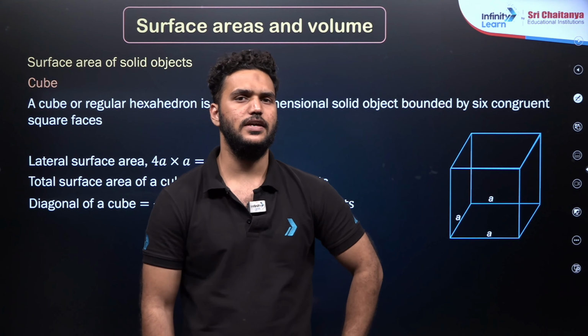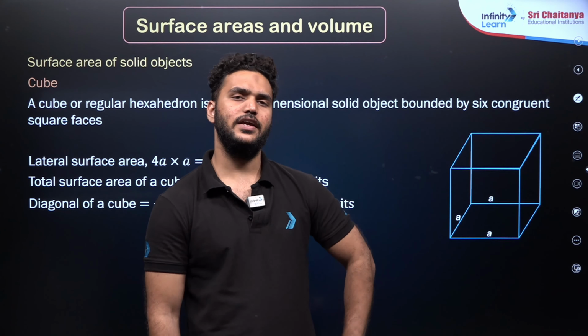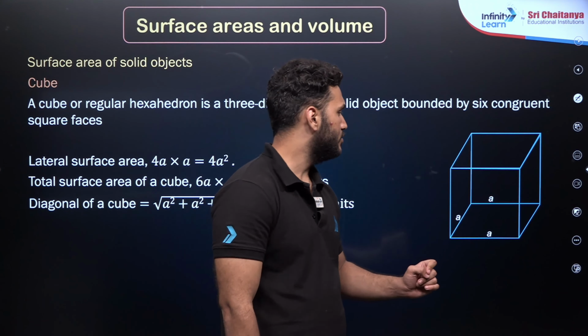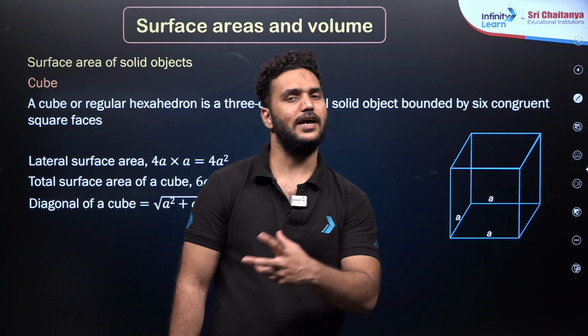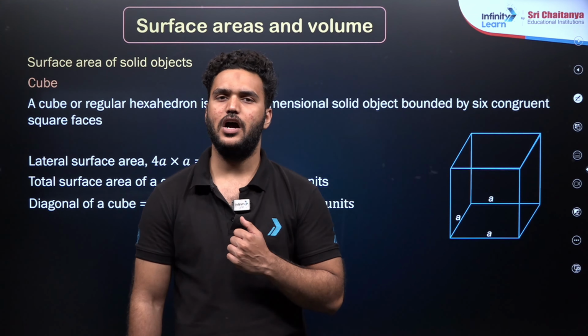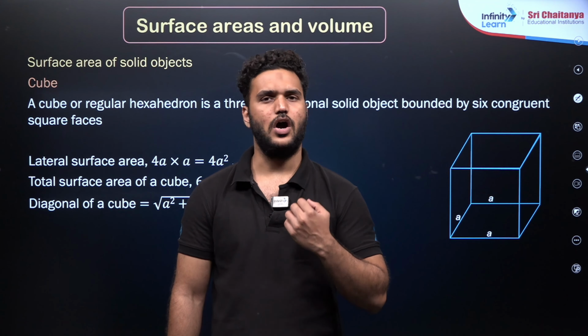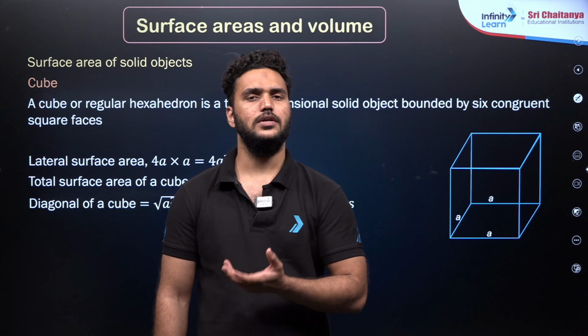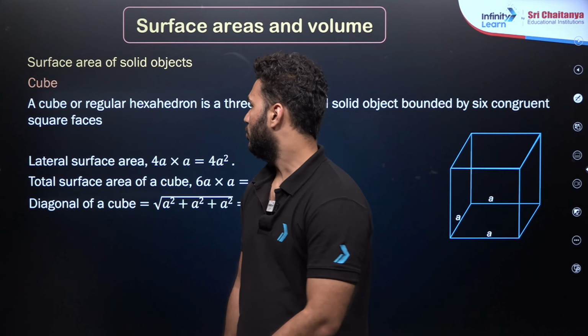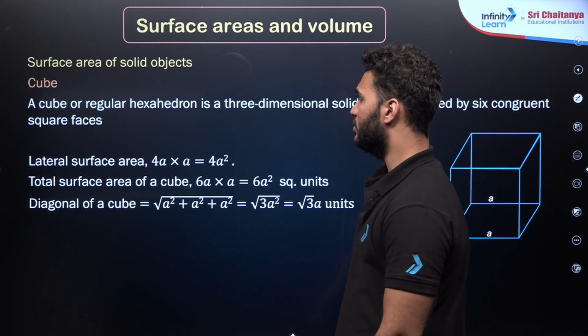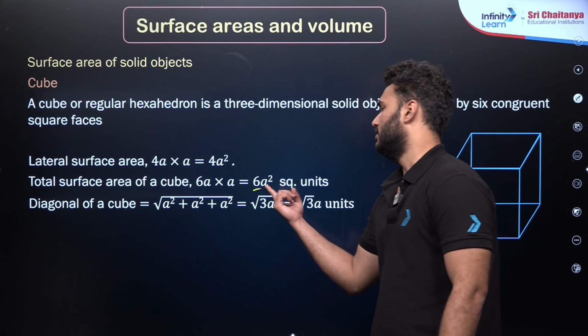Now I have to find the area. How to find the area? Let's try to find the area of one square. What is the area of a square? Side into side, a square. How many walls do you have? 6. So how much area will be total? 6 into a square. So the total surface area of a cube is 6a square.